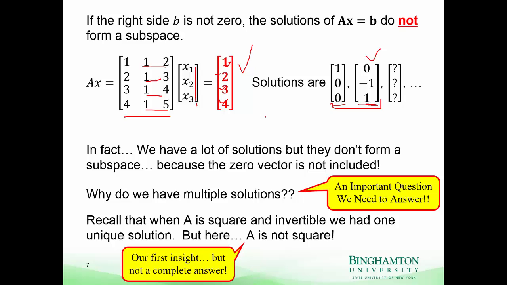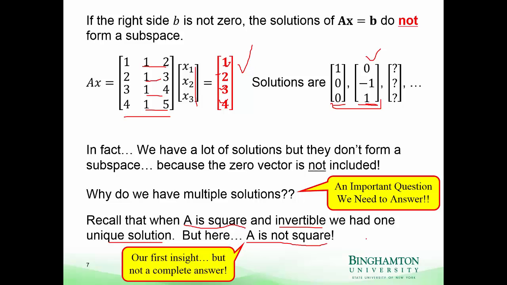Well, one initial insight into this is that, as I just said, we already know that when A is square and invertible, we have one unique solution to the problem. AX equal to B, you invert A, you multiply A inverse from the left on both sides, and you get X is equal to A inverse B. One and only one solution, and everything's good. But in this problem, we're seeing that A is not square. So you might think, anytime A is not square, we'll have multiple solutions. But actually, that's not true either.